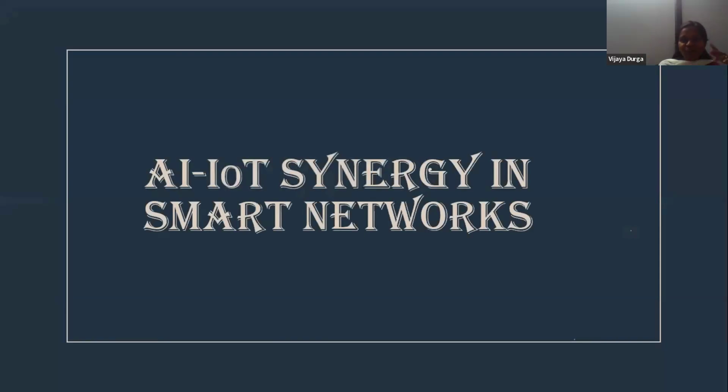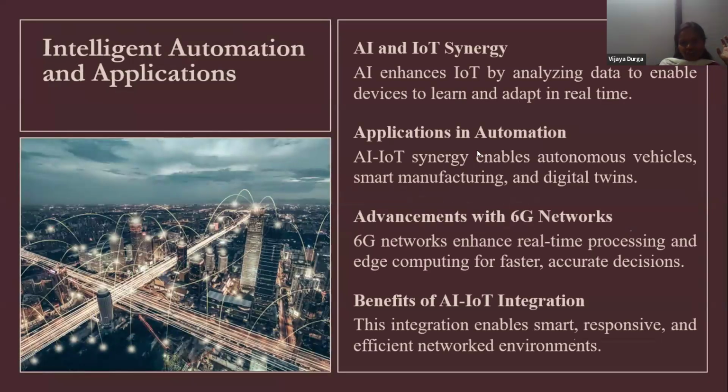Then AI IoT synergy in smart networks, the combination of these two. So AI and IoT synergy: AI enhances IoT by analyzing the devices to learn and adapt in real time. And what are the applications? The AI IoT synergy enables autonomous vehicles, smart manufacturing, and digital twin technology is also based on this AI IoT.